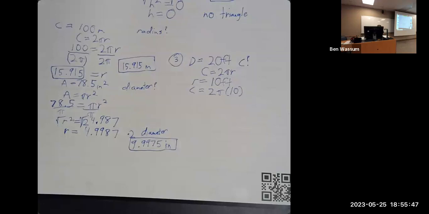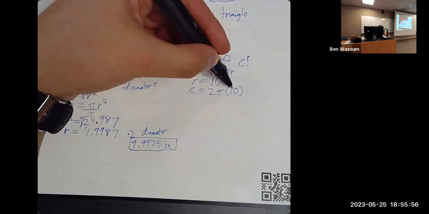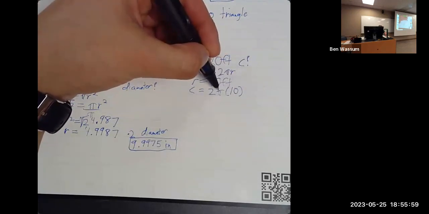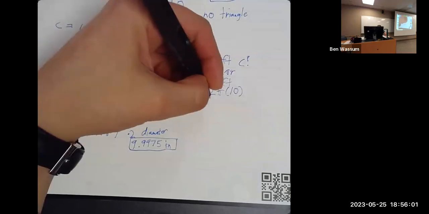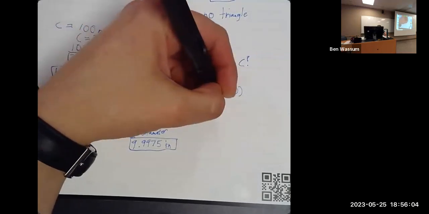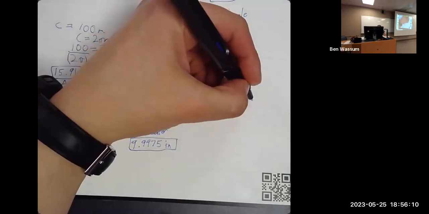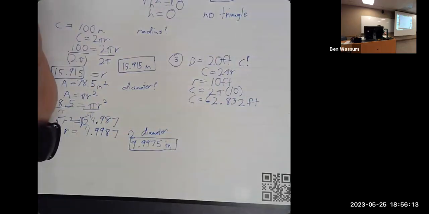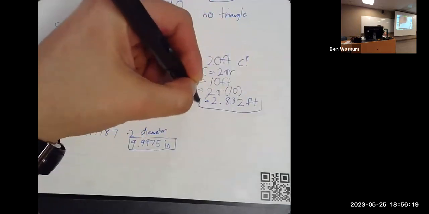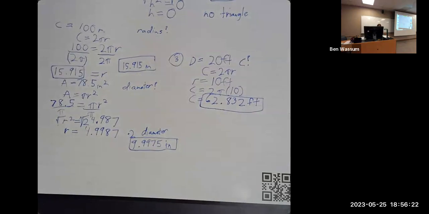This is something we can actually throw at a calculator. So 2 times 10 is 20. So 20 times pi. We end up with something around 62.832. And that'll be in feet. And that's what we have to do for that one. Yeah. Not too bad.